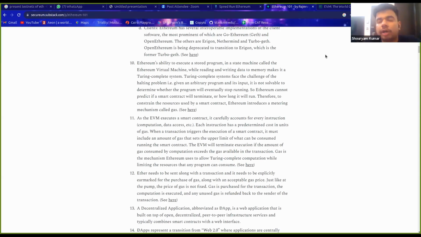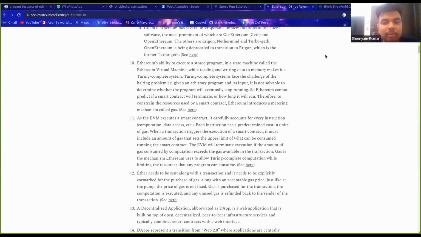Now, a Turing complete machine is essentially a computer or a system which can perform a mathematical operation given it has enough time and memory. Ethereum's ability to execute a stored program is a state machine called the Ethereum Virtual Machine. Reading and writing data to memory makes it a Turing complete system because it has both available time and available memory.